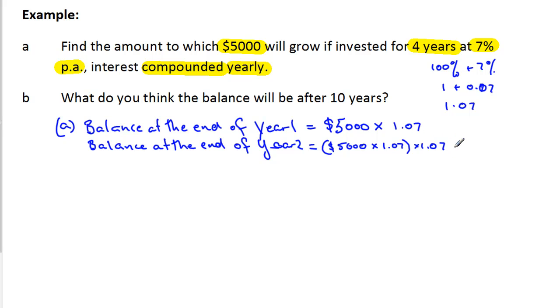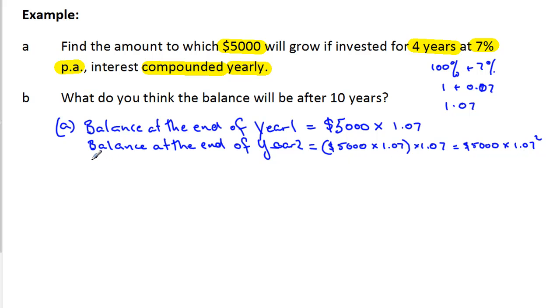Now, there's a pattern happening here. I'm going to write this out. If you notice that this is 1.07 and that's 1.07, what I get is this. I get $5,000 times by 1.07. Now notice there's 2 of them, so we're going to make that squared. Now that 5,000 is there, 2 of those multiplied is that, and you're going to start to see a pattern come together because remember we're working towards a formula.